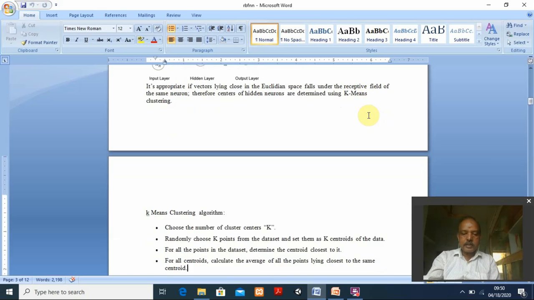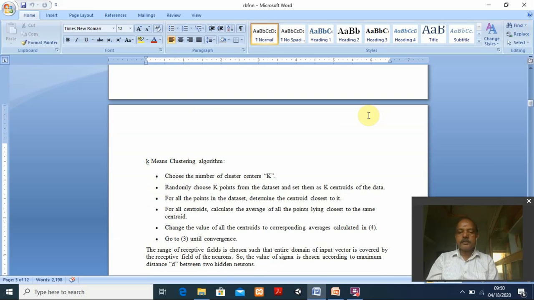For the K-means clustering algorithm, first I will explain what the algorithm is, then we'll use a PowerPoint presentation to explain it. First thing, choose the number of cluster centers K. Here, a cluster means a group of similar things. We call it a cluster, just like some classes. Suppose there are some clusters. I have selected K number of cluster centers, and randomly choose K points from the data sets. Because this is one data set, this is another data set, I randomly choose K points from the data set and set them as K centers. So you take that as the center point.